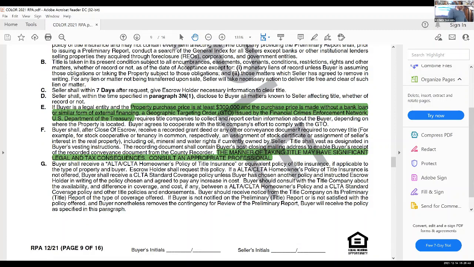If a buyer is a legal entity and the property purchase price is at least $300,000 and the purchase price is made without a bank loan or similar form of external financing, a geographic target order issued by the Financial Crimes Enforcement Network, U.S. Department of the Treasury, requires title companies to collect and report certain information about the buyer depending on where the property is located. The buyer agrees to cooperate with title company's effort to comply with the GTO.